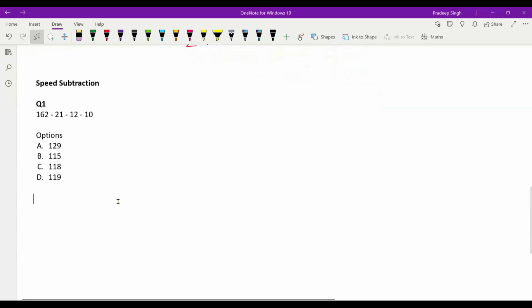In speed subtraction also we employ the same logic. So the expression is 162 minus 21 minus 12 minus 10. Is it possible to solve it just within 5 seconds or even lesser? Yes, if we understand the principle of digit sum.